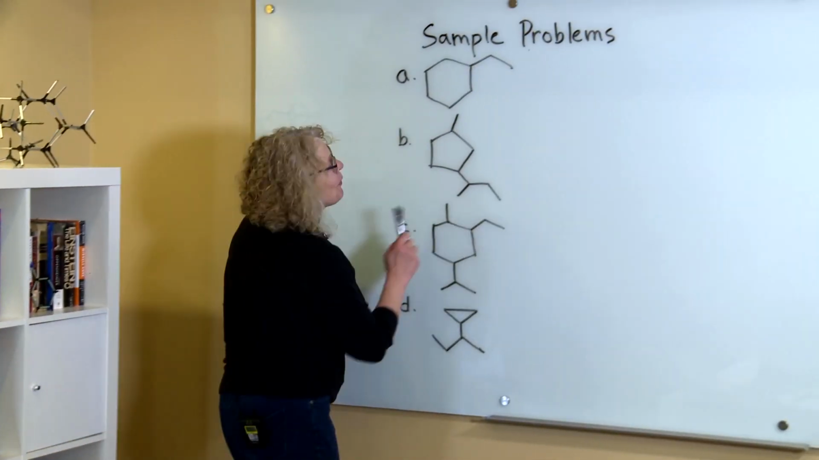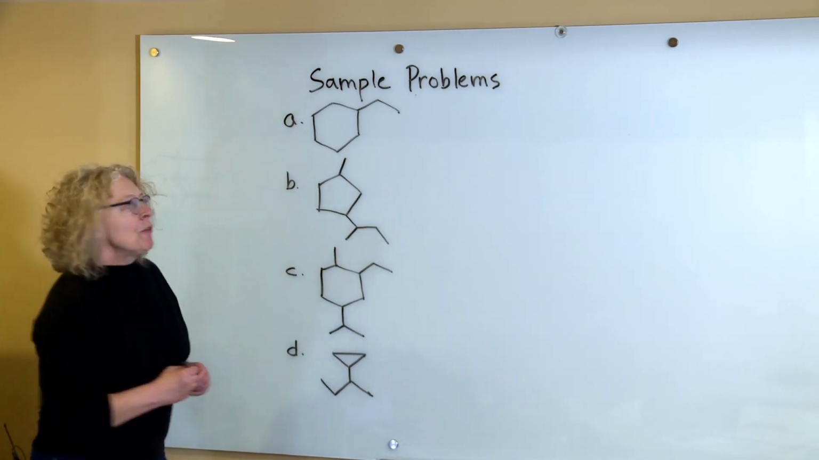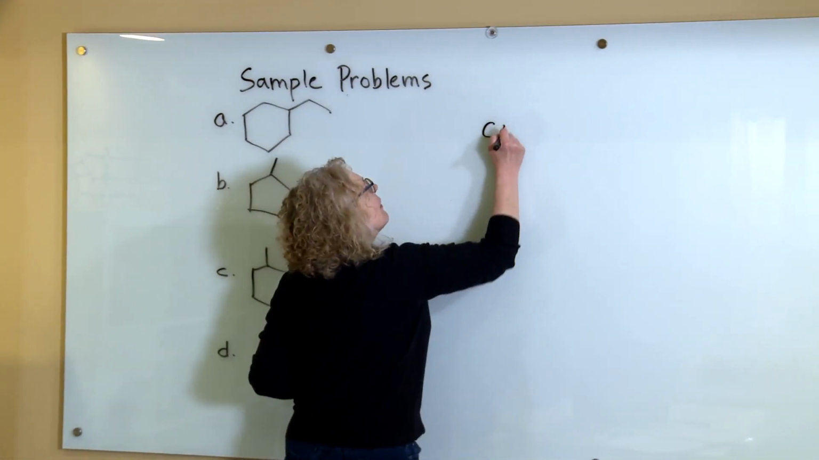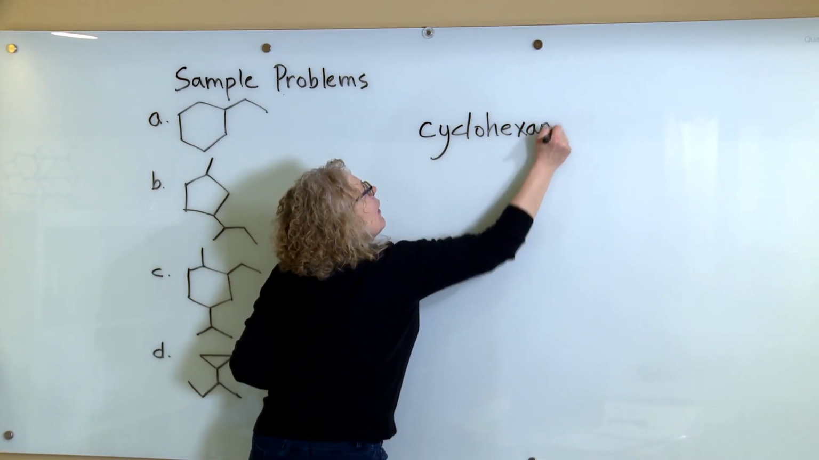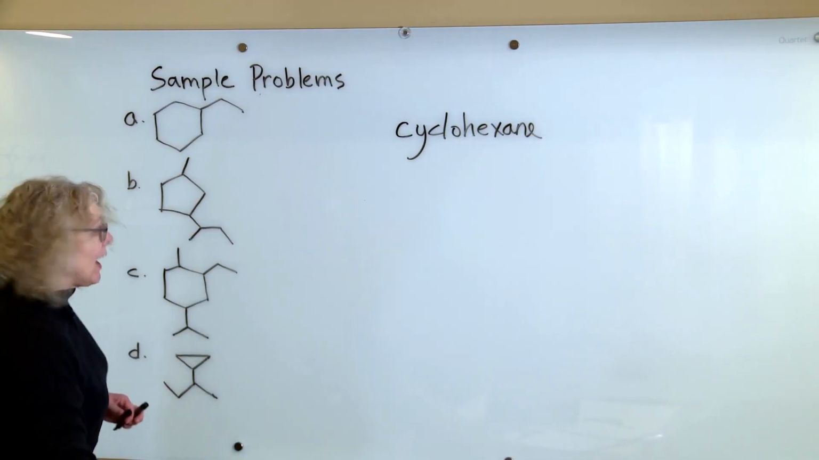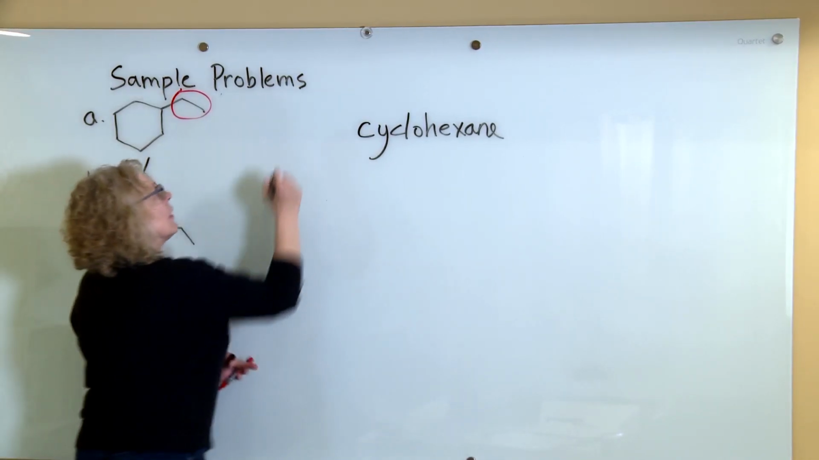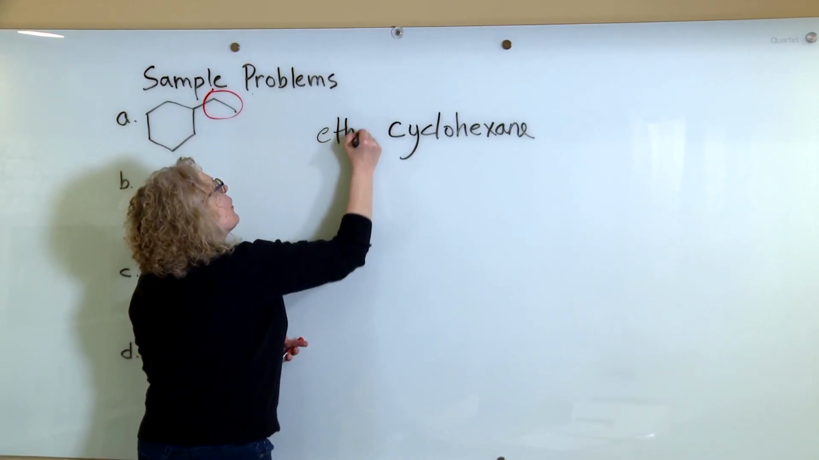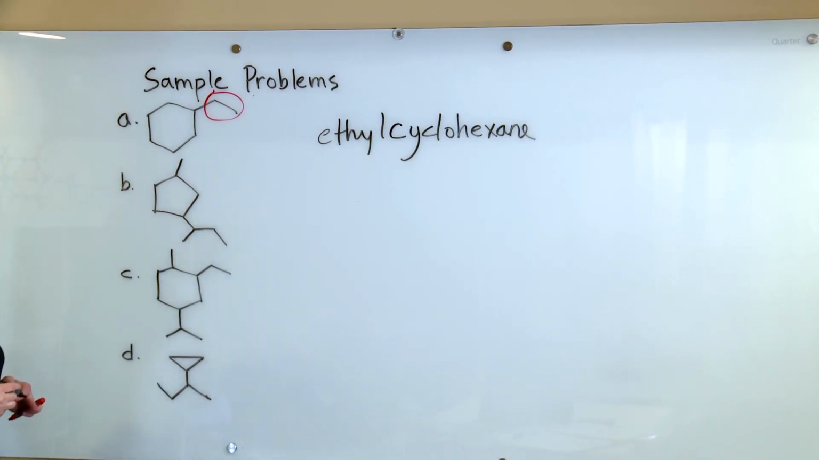Okay, let's solve these problems. The first one's fairly easy. The ring has 6 carbons, so this is a cyclohexane. And it has a single substituent, which is an ethyl. So this is an ethylcyclohexane. No need to number where the ethyl is because it is assumed to be at position 1.